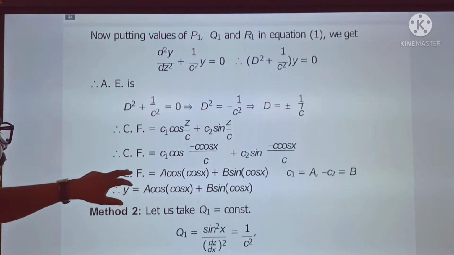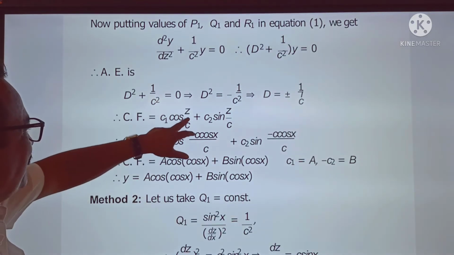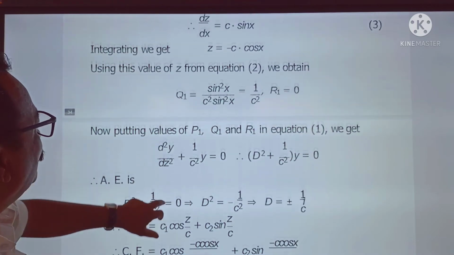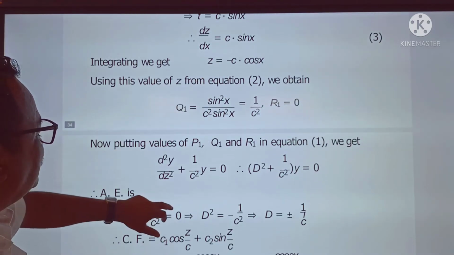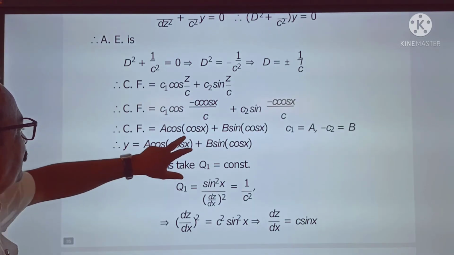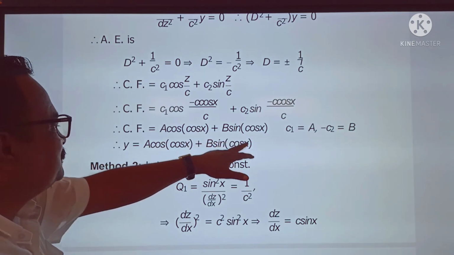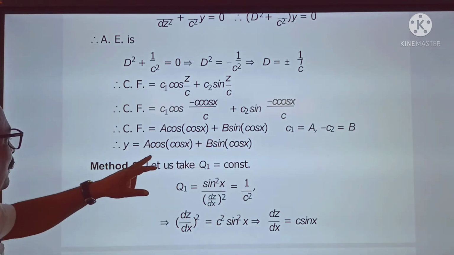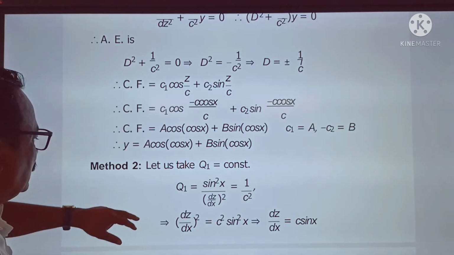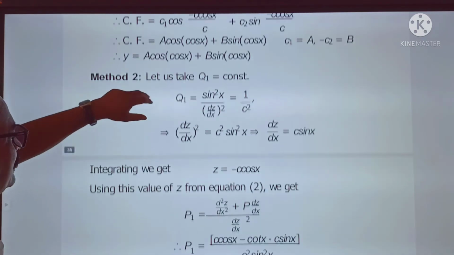So this is cos of z by c, and we know z now. We have to resubstitute z, that is minus c into cos x. So we get the solution CF to be a cos of cos x plus b sin of cos x. So y is the solution. Otherwise, you can take Q1 constant.